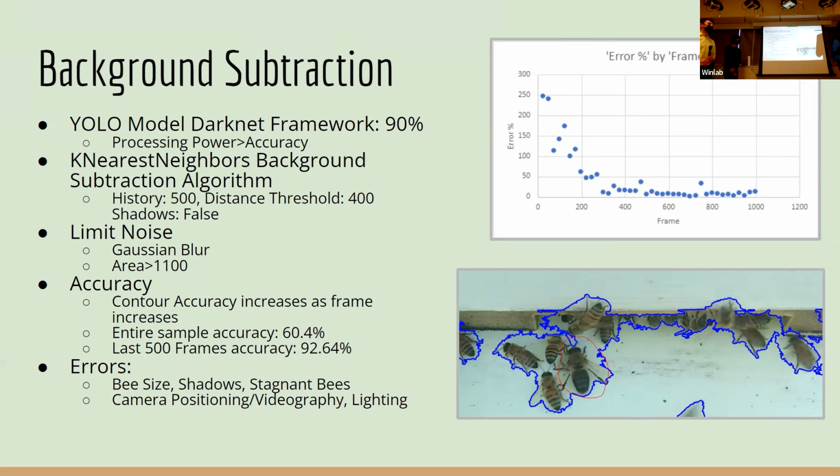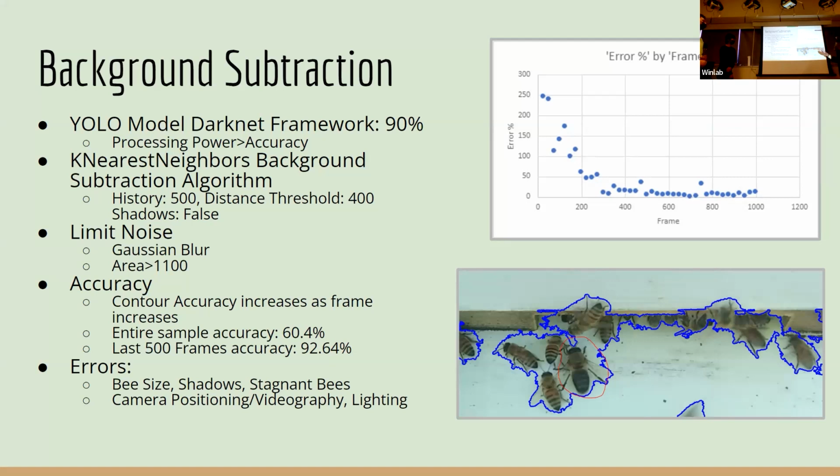Basically, how background subtraction works is that it detects any objects that are moving on your camera screen. In this instance, we're detecting bees, which are moving. The algorithm which we're using is called the k-nearest neighbors algorithm. You can see on our graph over here that our accuracy rate increases as our frame count increases. Overall, our accuracy rate is 60.4%, but if you just take into account the last 500 frames, our accuracy rate is 92.64%.